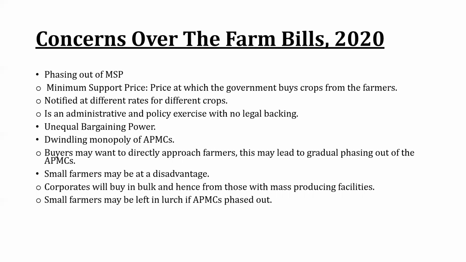Again, the dwindling monopoly of APMCs, as we talked about, that buyers may want to directly approach farmers, and this may lead to gradual phasing out of APMCs. Now, small farmers may be at a disadvantage. The corporates may want to buy in bulk. If they want to buy in bulk, they would go to the bigger farmers with mass producing facilities. What about the small farmers? Small farmers may be left in the lurch if, due to this huge shift of buyers towards a direct approach, the APMCs are phased out. So the small farmers would not be approached by the corporates directly, and the APMCs where they sold their produce may also get phased out. That's also a concern which is being raised.